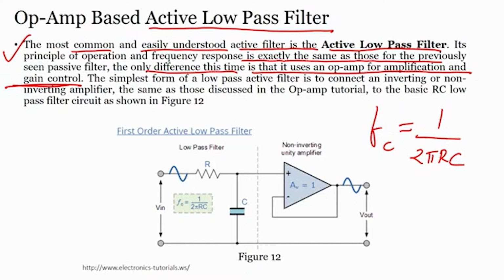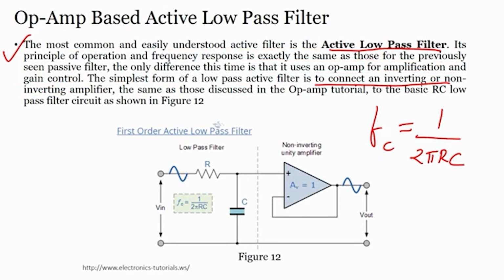So, let us go back to the slide. The simplest form of active low pass filter is to connect an inverting or non-inverting amplifier, the same as those discussed in the op amp tutorial. We have already seen op amps, inverting amplifier and non-inverting amplifier, and some examples. So the easiest way of constructing the active low pass filter is by connecting it to an inverting or non-inverting amplifier.